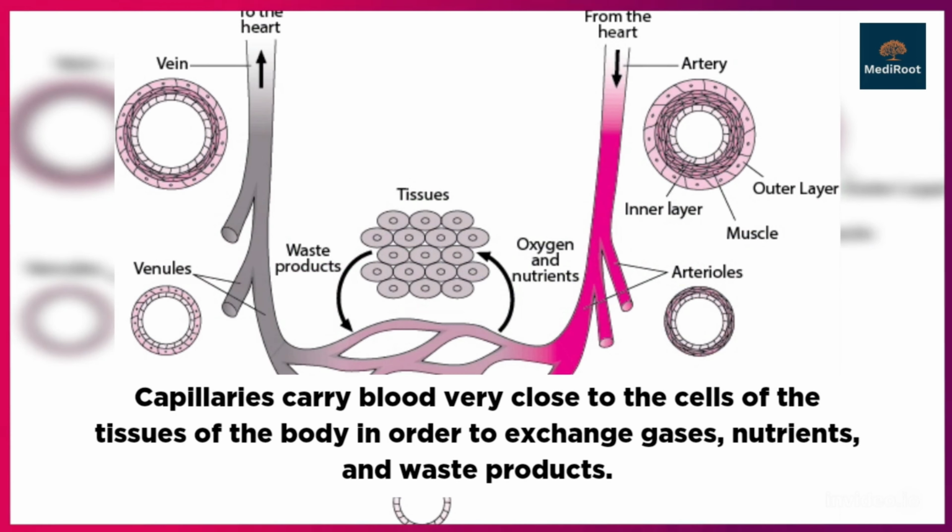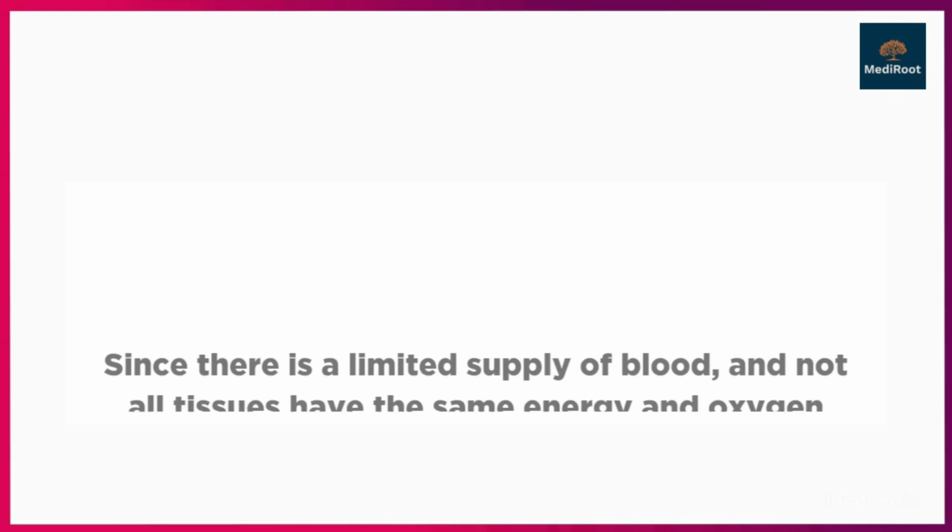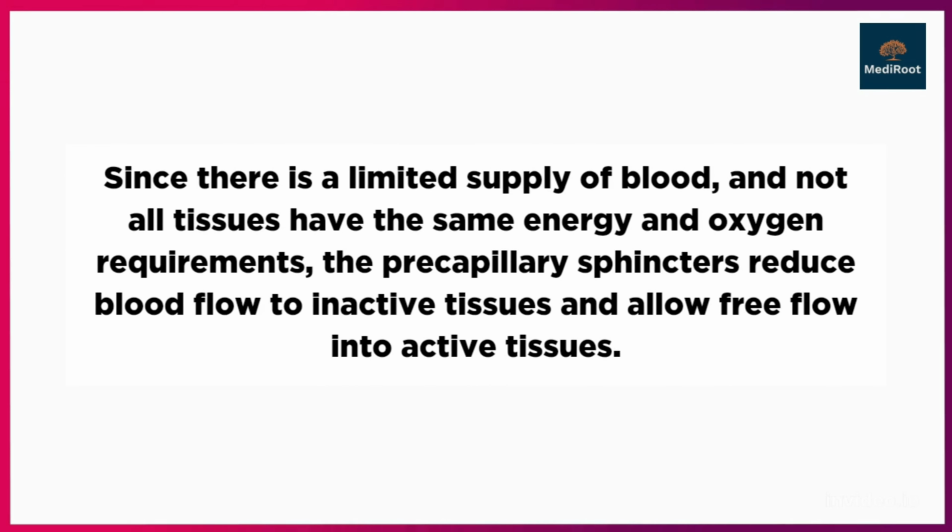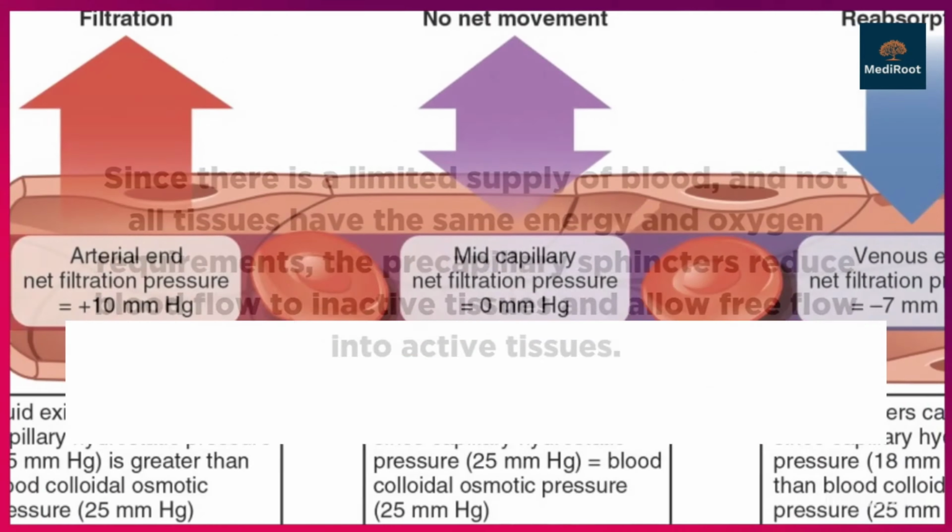Capillaries carry blood very close to the cells of the tissues of the body in order to exchange gases, nutrients, and waste products. Since there is a limited supply of blood, and not all tissues have the same energy and oxygen requirements, the precapillary sphincters reduce blood flow to inactive tissues and allow free flow into active tissues.